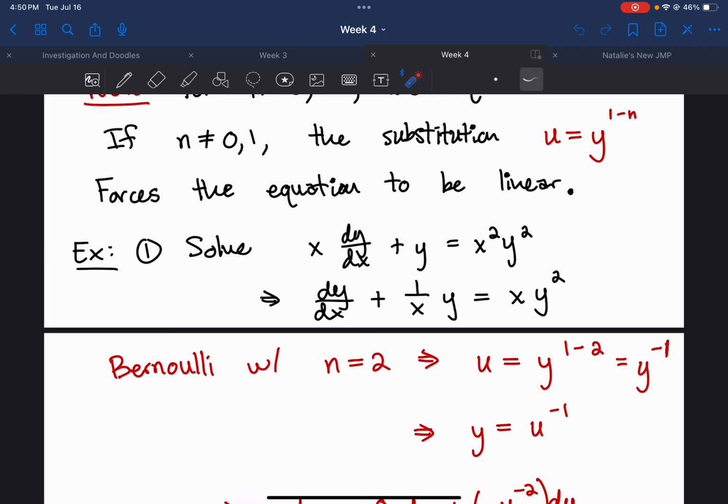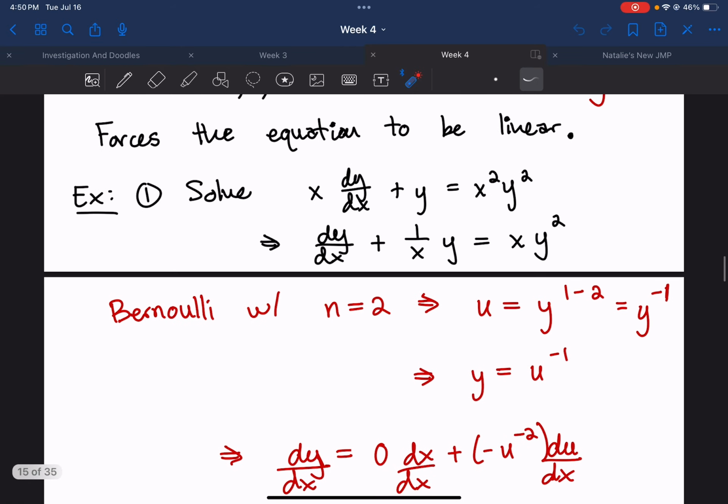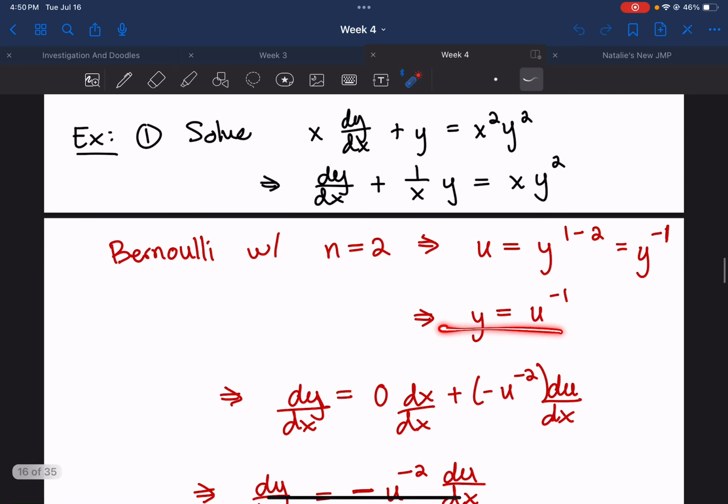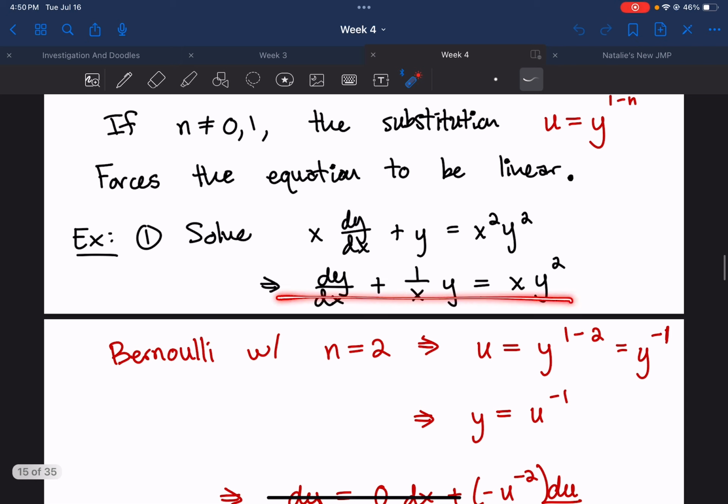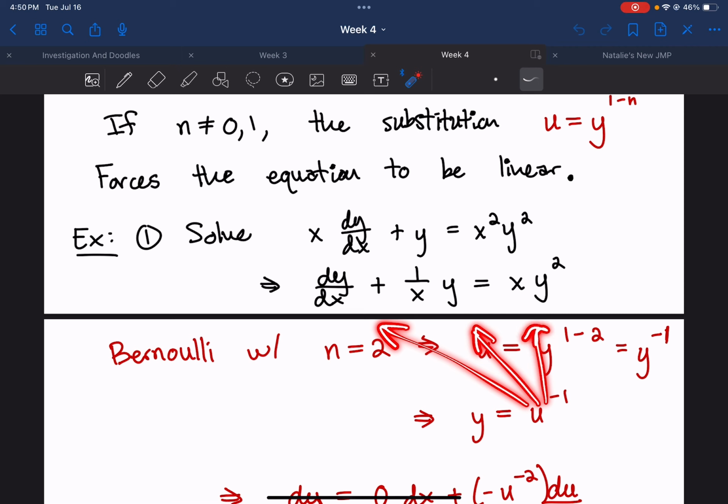So in that case, I'm going to use the substitution u equals y to the 1 minus 2. Which means u equals y to the negative first power. Which implies that y equals u to the negative first power. Now that I have this expression for y, I can go back to my differential equation and plug in for y everywhere.